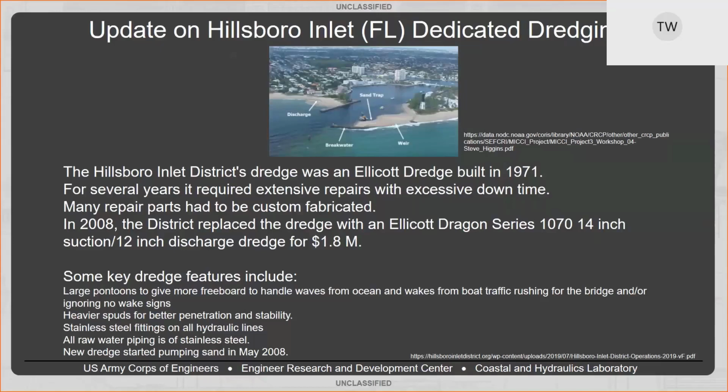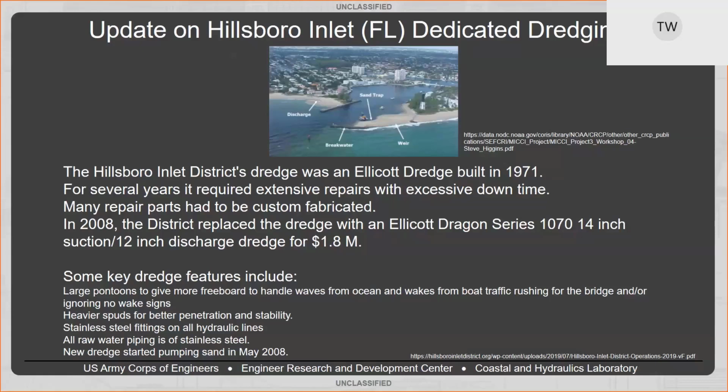And you see in the slide some of the key dredge features that are included, and basically all of these are to enable the Hillsborough Inlet District to dredge safer, faster, cheaper, and greener, so as to get their operation optimized.